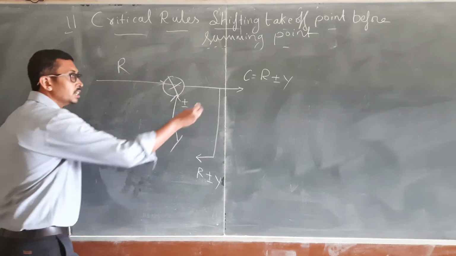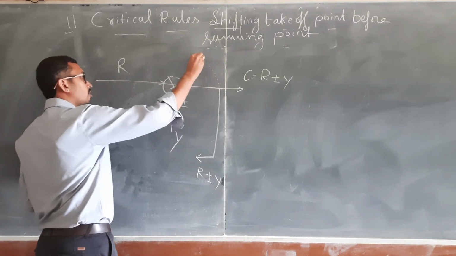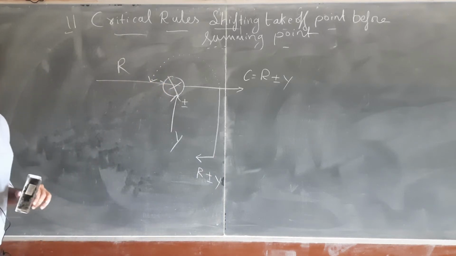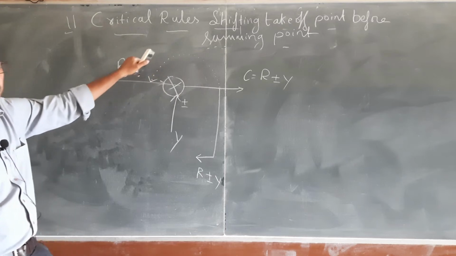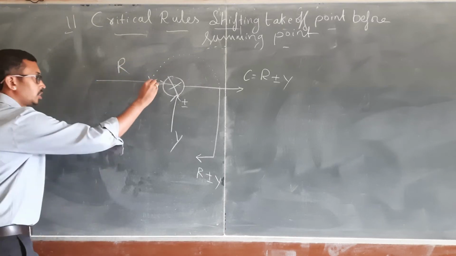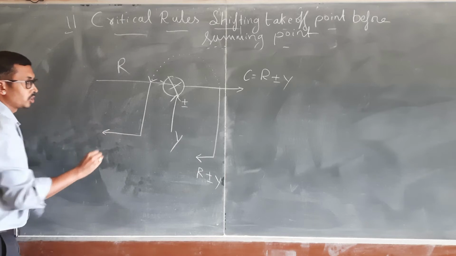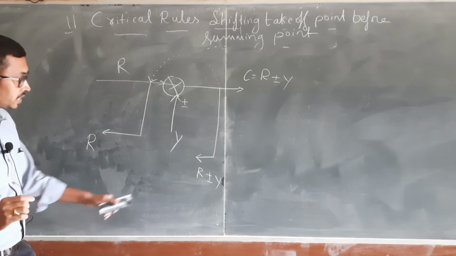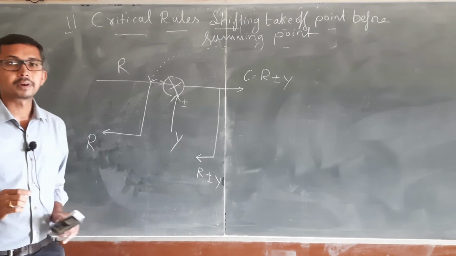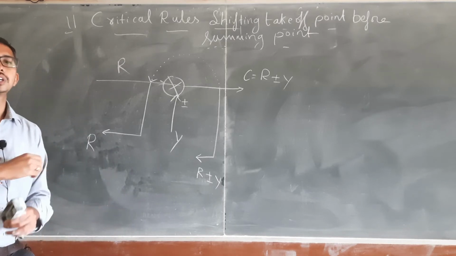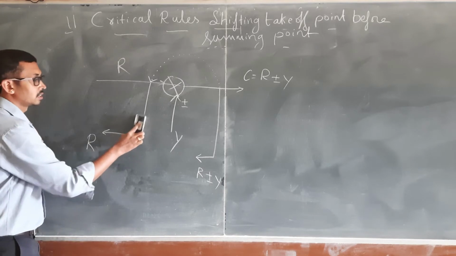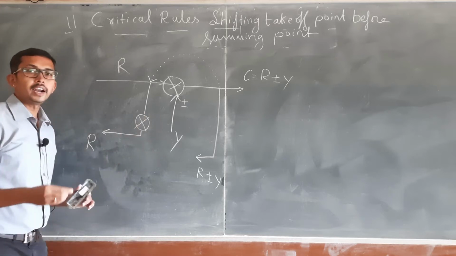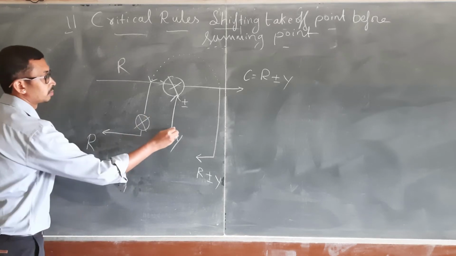So that means if I need to shift this takeoff point before the summing point, if I shift it over here, what is the signal I am going to get? I am going to get only the r. But what I need is r plus or minus y. So in such a condition, to this feedback signal, I am going to add what? A summing point, and I am going to get another signal from the y.